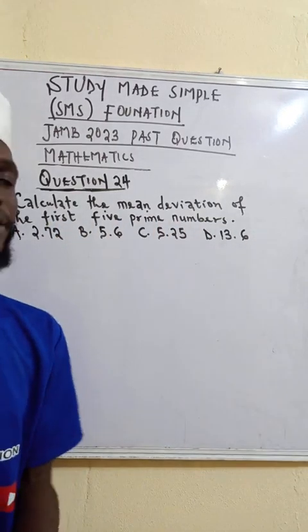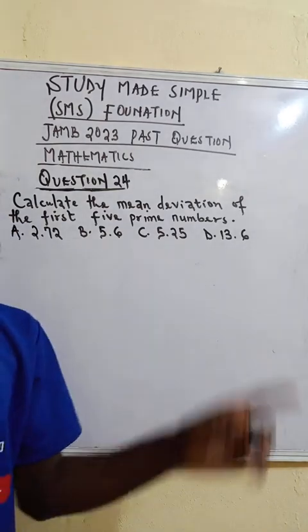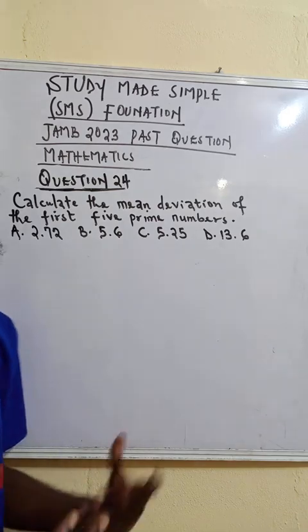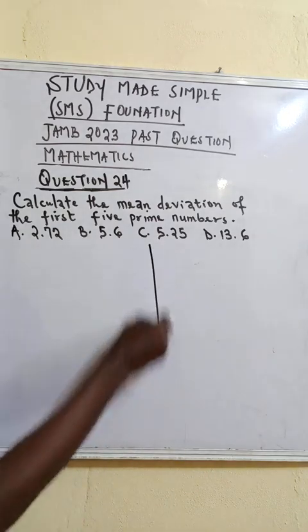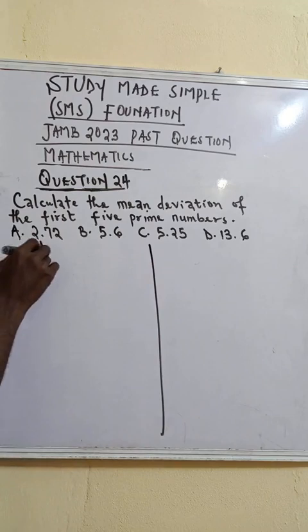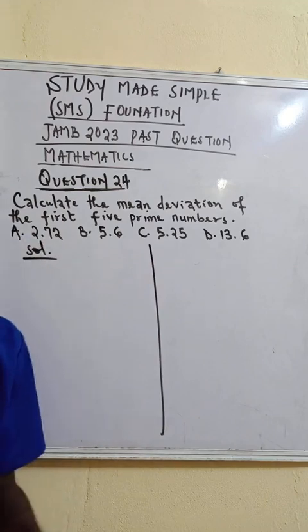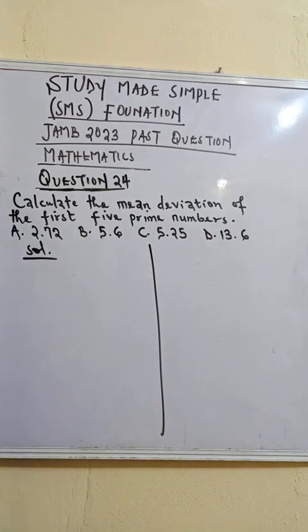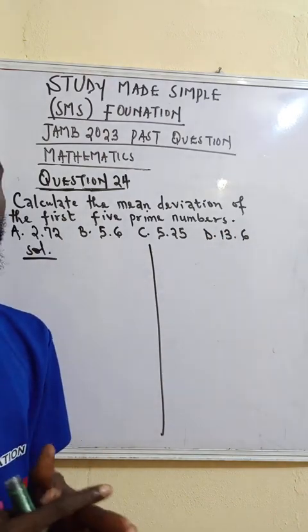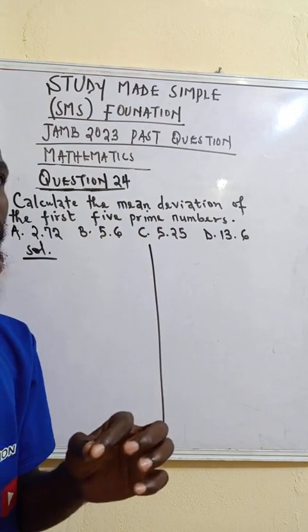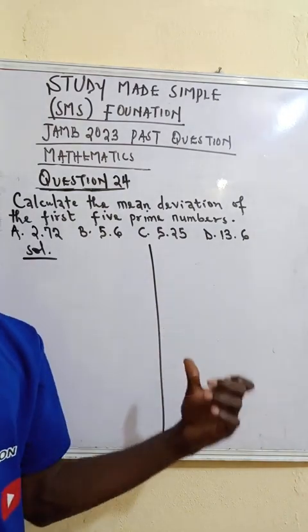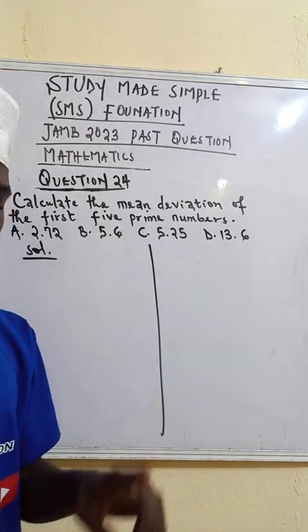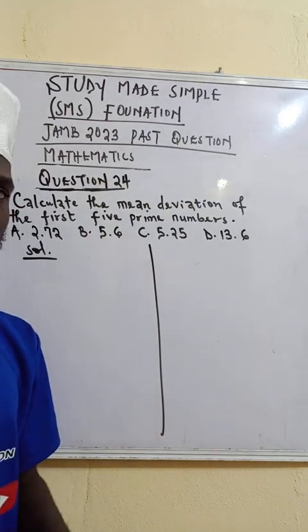So this is a question on statistics, particularly mean deviation, or we call it mean absolute deviation. So first, we need to know the numbers involved. They said prime numbers. What are prime numbers? Prime numbers are numbers that can only be divided by 1 and themselves. So examples are 2, 3, 5, 7, and 11.